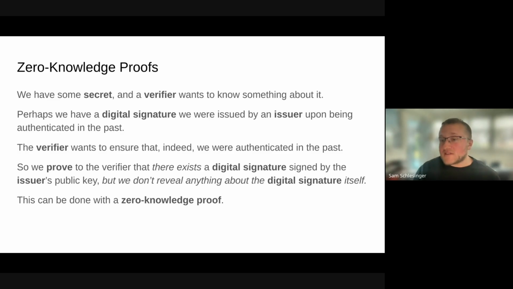And the way that we do this is with a technology called zero-knowledge proofs. This is what zero-knowledge proofs are: this ability to prove something about data that you hold and that you don't want to reveal, at least in full, to a relying party or a verifier. Can you go to the next slide?